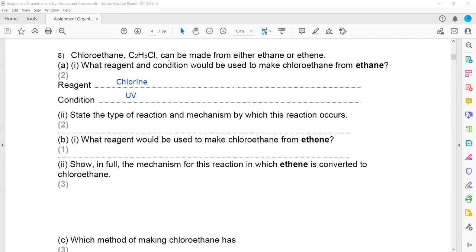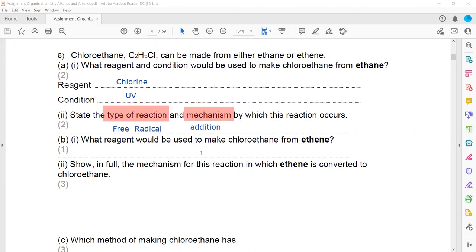State the type of reaction and the mechanism. So what kind of reaction is this? The type of reaction is free radical, and the mechanism is substitution. The type of reaction can be electrophilic, nucleophilic, or free radical. So here it is free radical. And the mechanism means how the reaction proceeds. The mechanism can be addition, substitution, or elimination. So in the second case, it is addition.